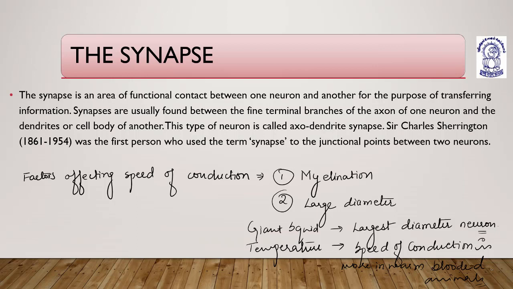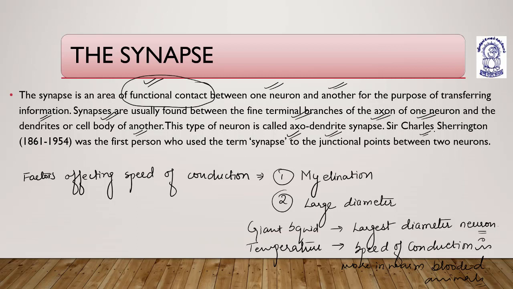Okay. Now, synapse. It is an area of functional contact between one neuron and another for the purpose of transferring information. Very important, functional contact. It is not a physiological or anatomical contact. Synapses are usually found between the fine terminal branches of the axon of one neuron and the dendrites or the cell body of another. One neuron ends with the fine terminals, and the other neuron starts with its dendrite over that area. This type is called an axodendritic synapse.